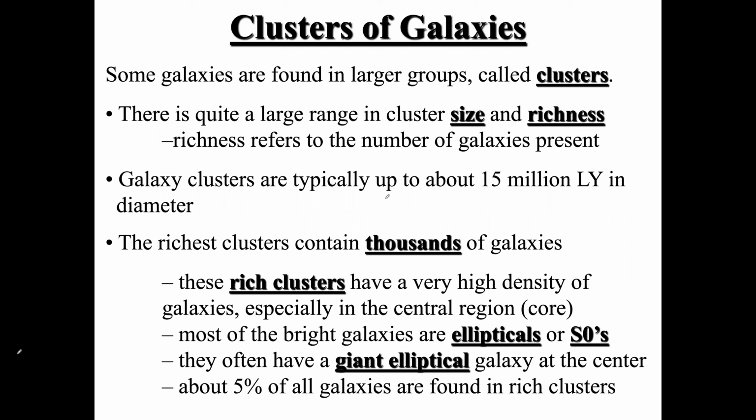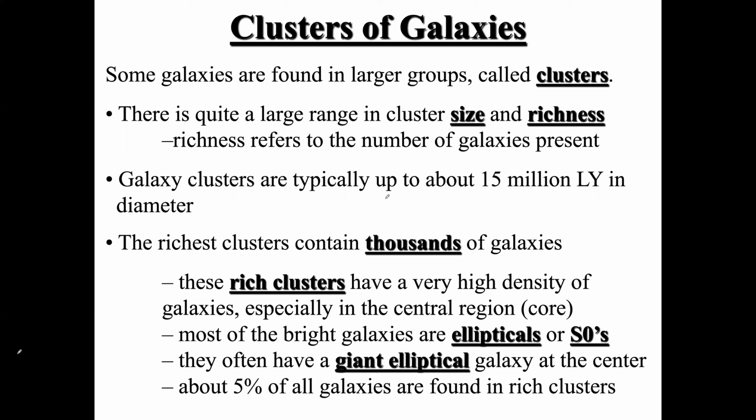And these galaxy clusters are very large in terms of their size and richness. Richness means the number of galaxies that they have. The size of these galaxy clusters is around 15 million light years in diameter. You cannot even think about their size. The richest clusters contain thousands of galaxies. In fact, I have seen galaxy clusters that have thousands of galaxies, these rich clusters.